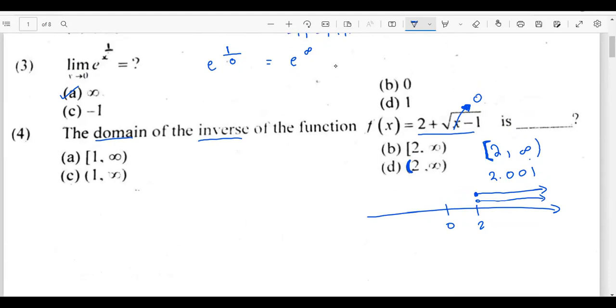Okay. For the domain, we put x is equal to 0, right? You put x is equal to 0. That would be minus 1 in the square root. This whole function under root x minus 1 would be 0 when x would be 1. This is what I was telling you. So I repeat it again. This whole function under the root x minus 1, when this would be 0, this would give you the minimum value of the function.